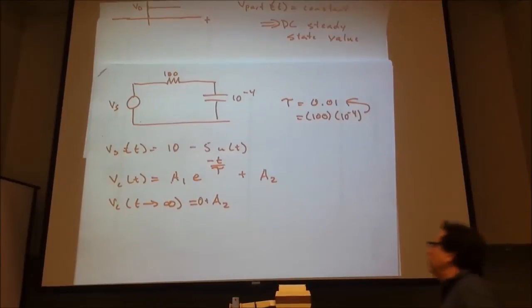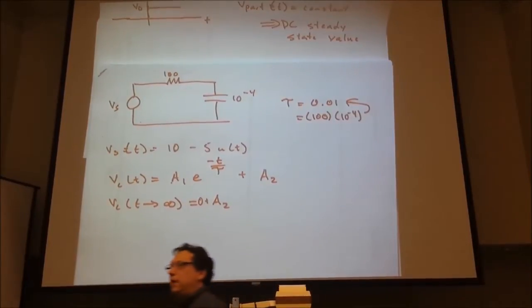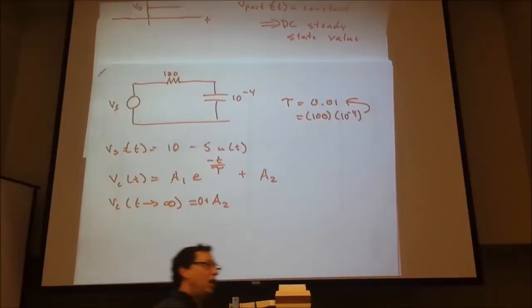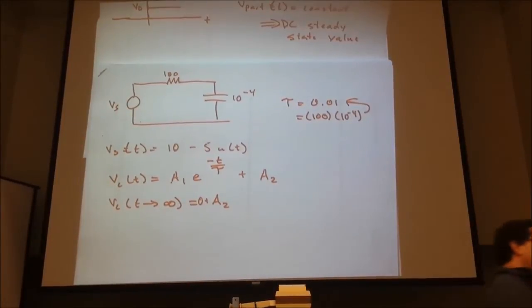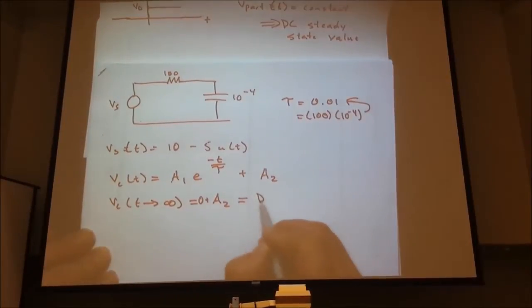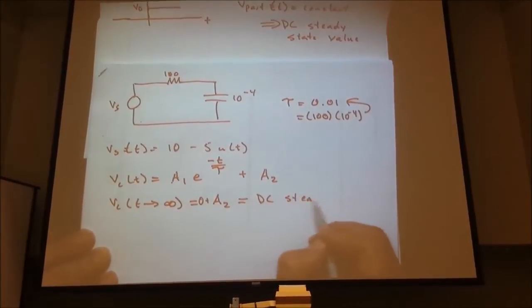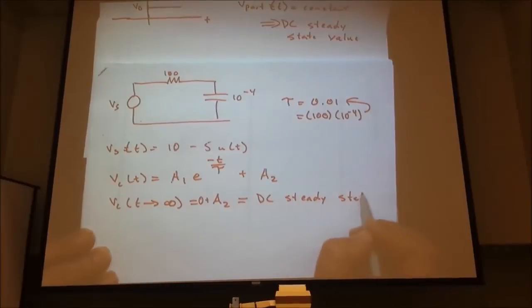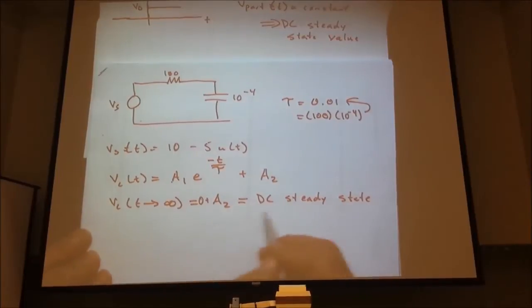So as time goes to infinity, that exponential argument becomes increasingly large, and it's a negative exponential, so the exponential itself becomes vanishingly small. We wind up with 0 plus A2, which equals the DC steady state of the circuit. Always. In this case, it's 5 volts. We just did it by inspection, but that was 5 volts for our above source.